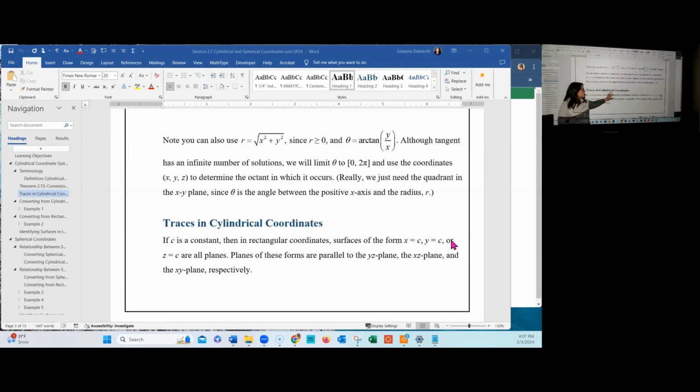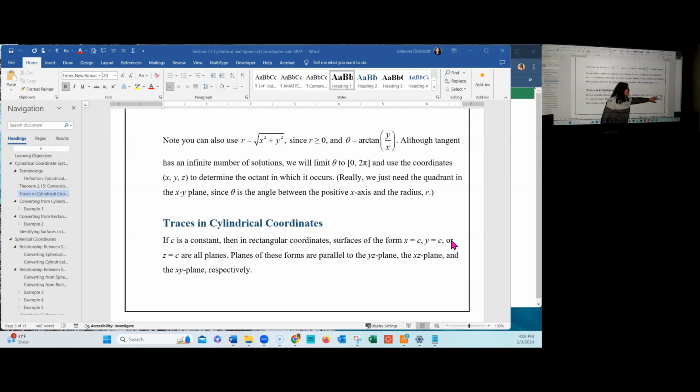Let's take a look at the traces in the cylindrical coordinate system. If we let c be a constant in rectangular coordinates, and I write the equation x equals a constant, then I'm talking about a plane which is parallel to the yz plane, stepped forward at, say, x equals 2. So it's the entire plane where everywhere on the plane the x value is 2. Y and z can be anything, but x is always 2.